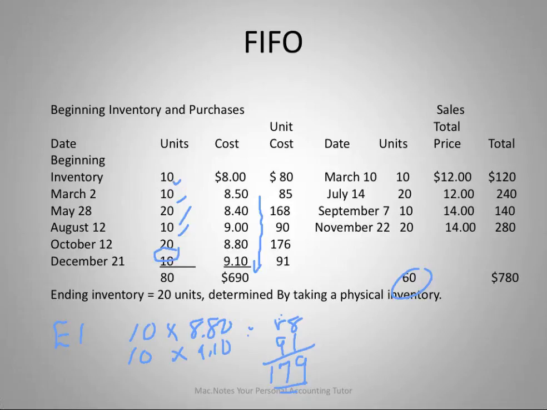Therefore, the cost of goods sold, I had available for sale 690. I have ending inventory of 179. Therefore, the cost of goods sold would be 511. That's what I would say. So 511 would go to my income statement as cost of goods sold. The 179 would go to my balance sheet as the value of the ending inventory. That's if I was under FIFO.